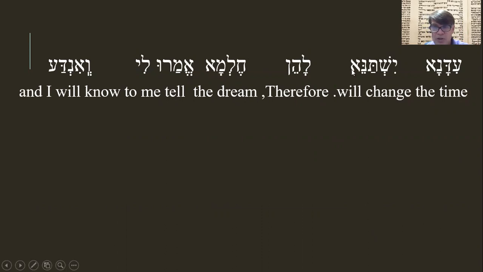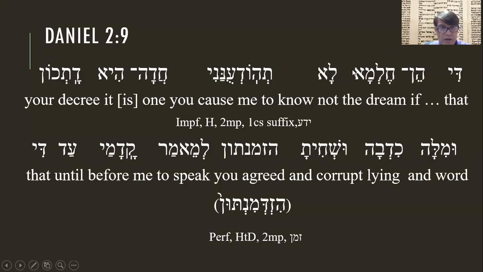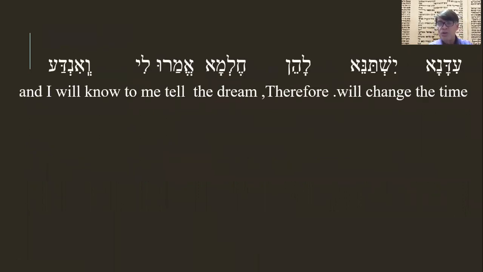The time will change. Let's see if we can get the train of thought here. Okay, the train of thought is, so if you do not cause me to know the dream, there's just one decree. Basically, then he says, your lying and corrupt word, you have agreed to speak before me until something changes. So basically you're stalling. You're going to keep telling me what I want to hear until you hope the situation will become such that you can wiggle out of it.